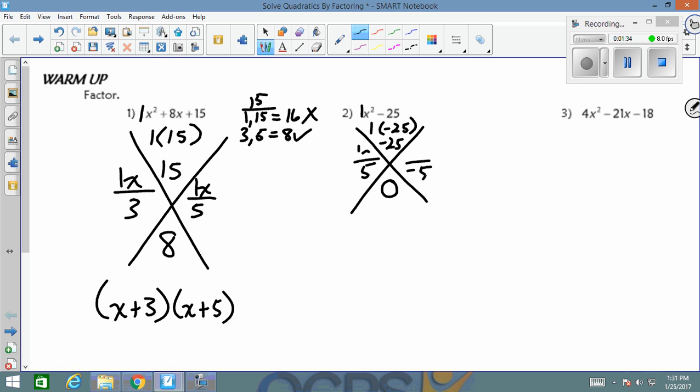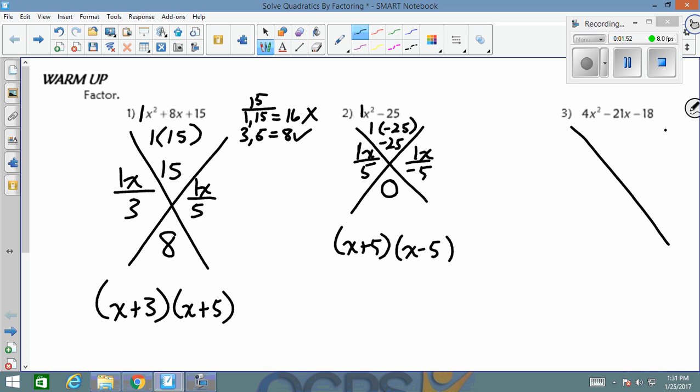Again, put the 1x above, 1x above. It's the first number and the letter. It doesn't reduce, so this would be x plus 5. This one doesn't reduce, so it would be x minus 5.